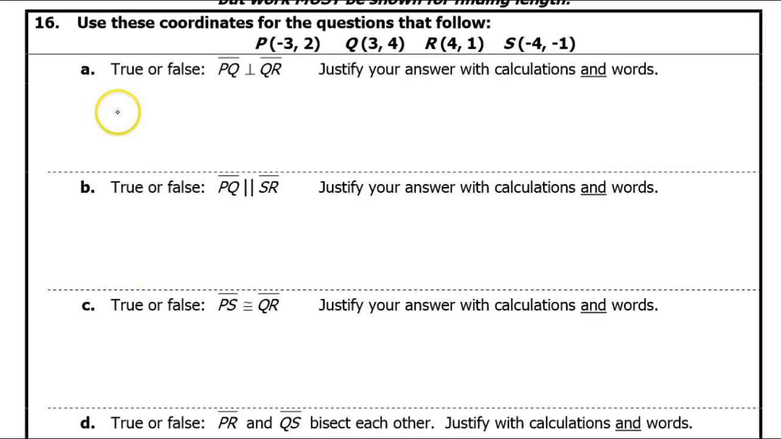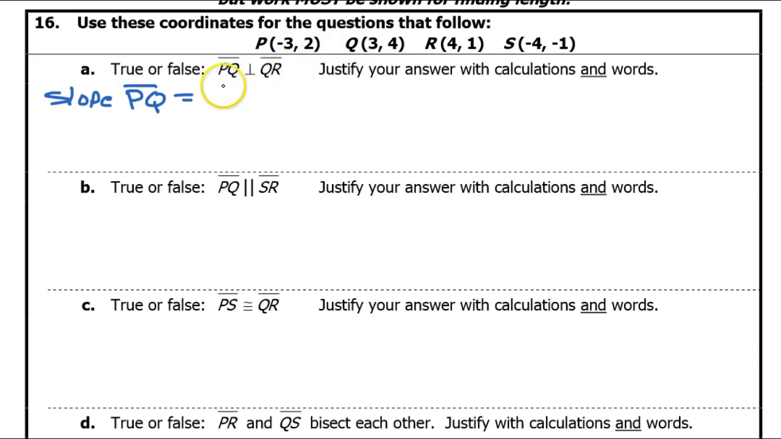Okay, so 16 part A. First we need to determine if these are perpendicular. If you want to know if two segments are perpendicular, you need to know the slopes. If they are perpendicular, the slopes will be opposite and reciprocal. So that's what we need to check. So let's start with the slope of segment PQ.